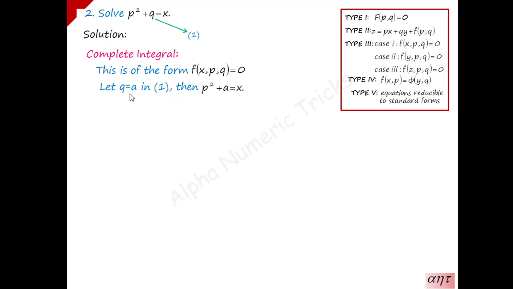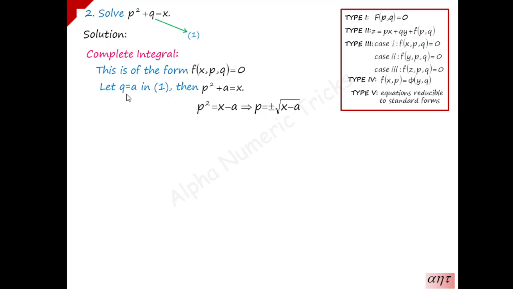From this, the q value is already known to us. We have to find the value of p. The value of p is obtained by taking plus a to the other side, it becomes minus a. So p squared is equal to x minus a. Taking the square root, p is equal to plus or minus square root of x minus a.